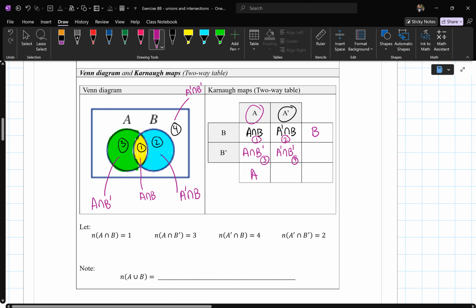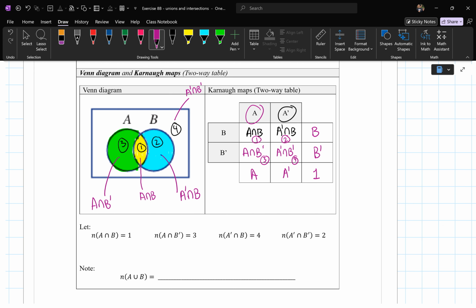And if we work it all together, this is not A, this is not B. But clearly if you add them all together, it should give you a total of 1, because that's 100% of everything. True? All right. So that's how the 2-way Venn diagram and cardinal maps can link to each other, and that will help you solve problems later on.